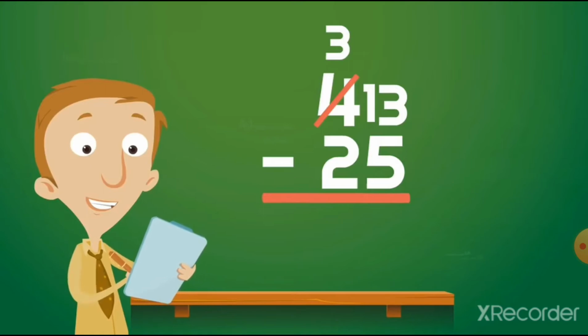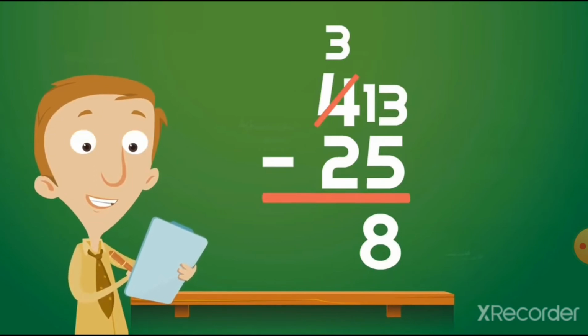Let's check whether our answer is right or not. 13 minus 5 is equal to 8. In the tens column, just focus on the 3. 3 minus 2 is equal to 1. So write down 1 in your book, students.